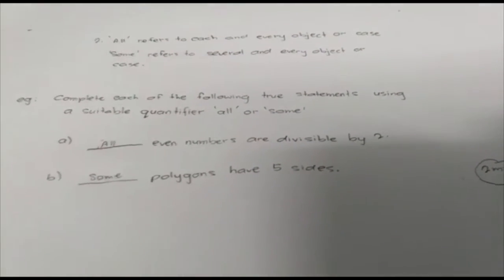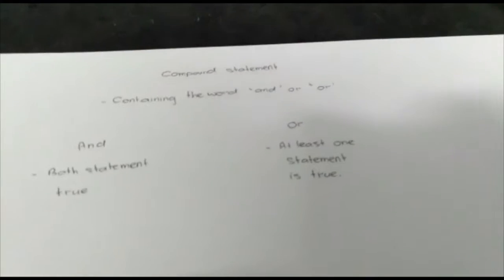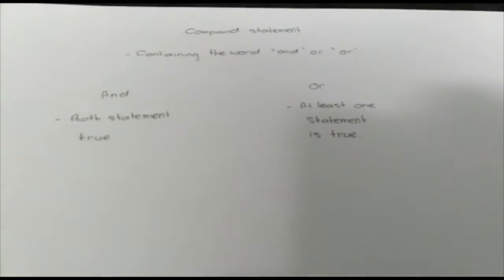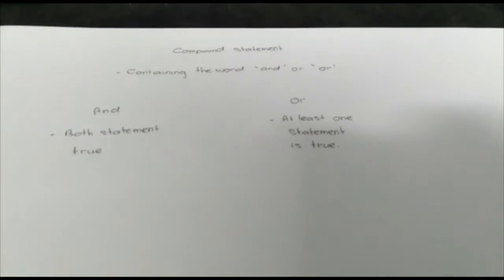So next we want to go to compound statements. This means statements containing the words 'and' or 'or'. 'And' means both statements are true, while 'or' means at least one statement is true.